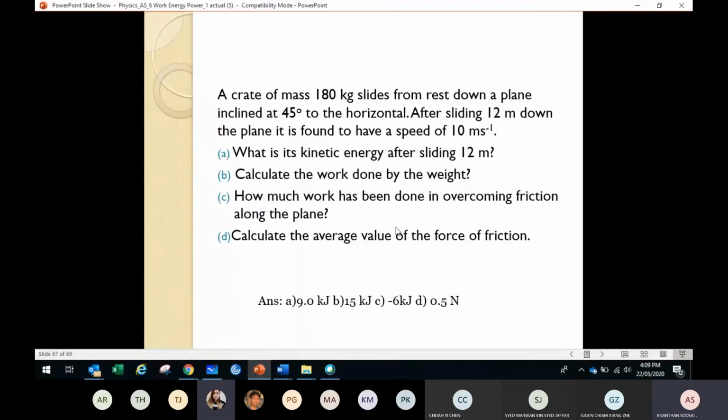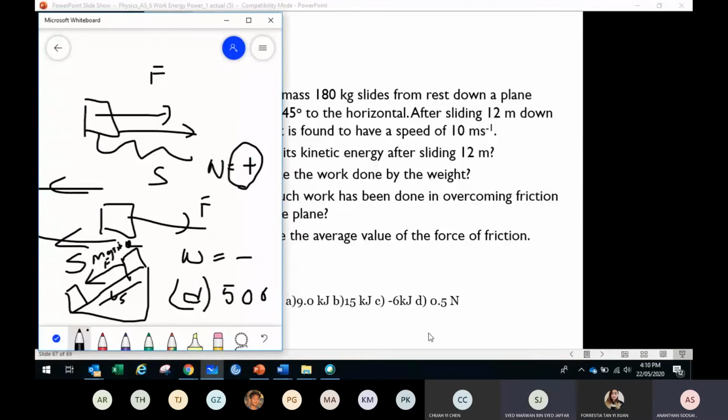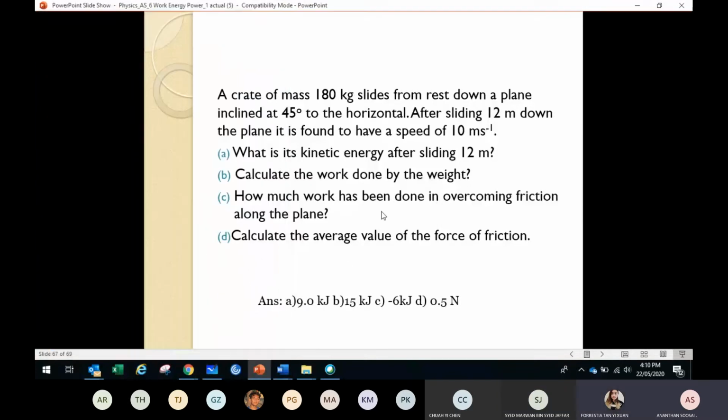Sir, why is D not 500 Newton? Oh, 500 Newton. Okay, I made a mistake here. Is it 500 Newton? Yes, 15 minus 6 kilojoule divided by the distance traveled, so 6,000 divided by 12. Correct, sorry, I made a mistake. So D should be 500 Newton, because it's in kilojoule. Please change it. Good, thanks. Asking lots of questions, good.